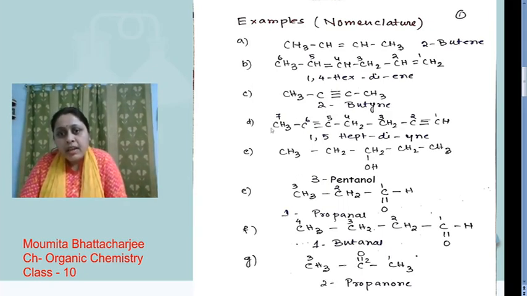Next one, CH3-C≡C-CH2-CH2-C≡CH. Over here, we have two multiple bonds, at the first carbon and the fifth carbon, that's why 1, 5. The total number of carbon atoms is 7, that's why hept. Two multiple bonds, that's why di, and due to the triple bond, yne.